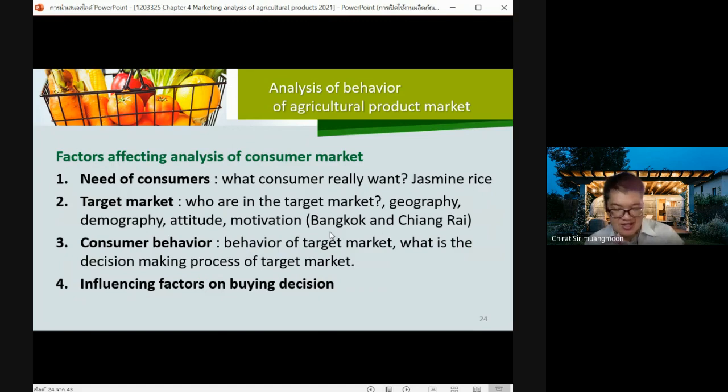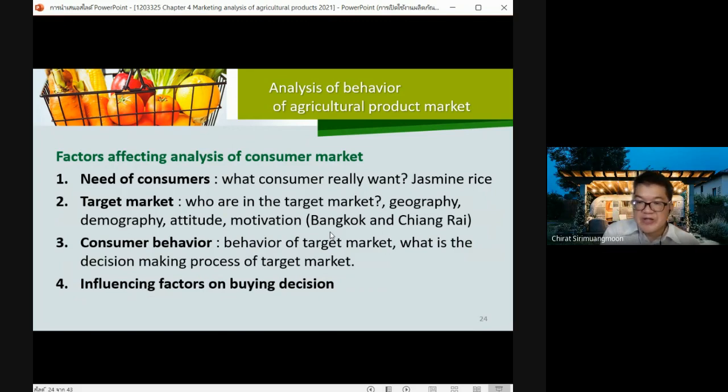I would say it's going to be a very big difference. In Chiang Rai, you don't need to be rushed for work, so you can consume local food and have the raw materials. But in Bangkok, you need to have something from other places, so the target market is different. They may also differ in terms of geography and demography.